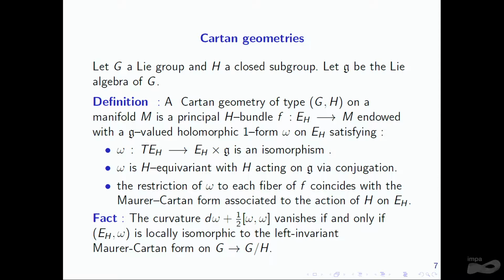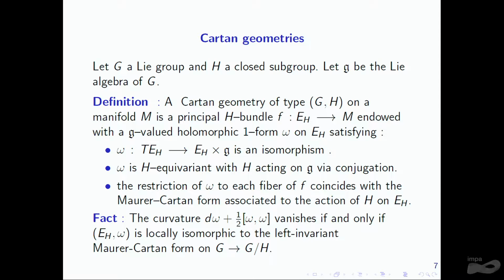And the theorem, Cartan's theorem, of which he was very proud, is that this curvature will vanish if and only if your bundle is locally isomorphic to the fibration of G over H, and your form is isomorphic to the Maurer-Cartan form of G. In the flat case, I will show you, but it's somehow obvious from here, that you will get the G/H structure situation. In the flat case, your manifold M is locally modeled on G over H.